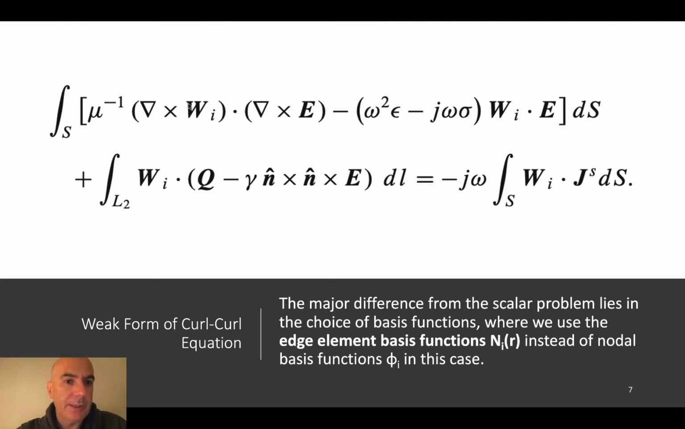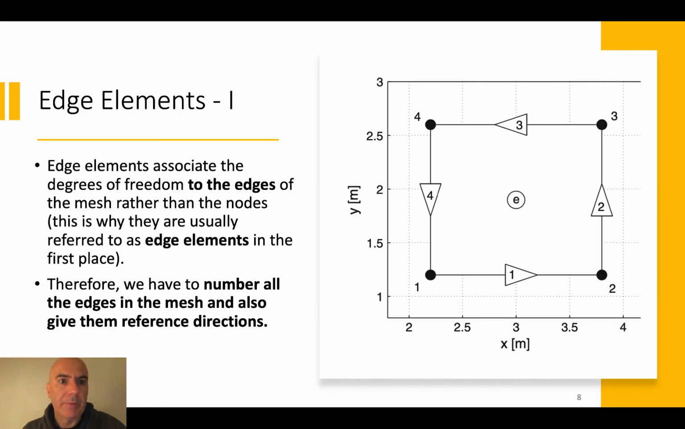Note here that wi are vector quantities, right? And we're going to use basis functions N that are also vectors. So let's look more into the detail of what an edge element is. Edge elements associate the degrees of freedom to the edges of the mesh rather than the nodes. This is why they are also called edge elements.